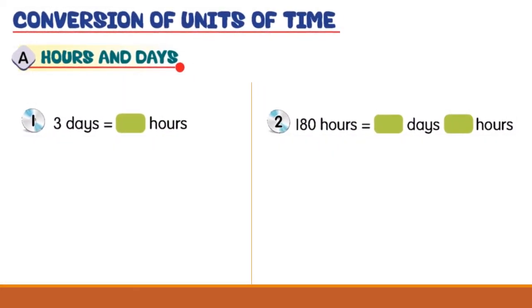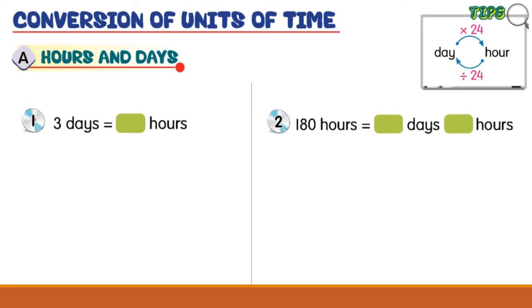For today's class, we are focusing on conversion of units of time. We start from hours and days. Before that, you have to know 1 day is equal to 24 hours. So to convert days to hours, you have to do multiplication. You have to times 24. So from hours to days, you have to divide by 24.